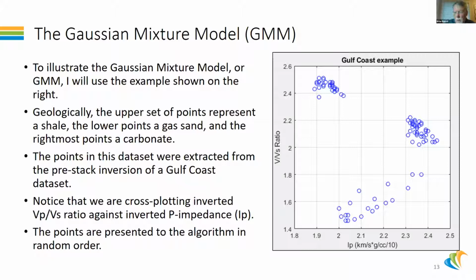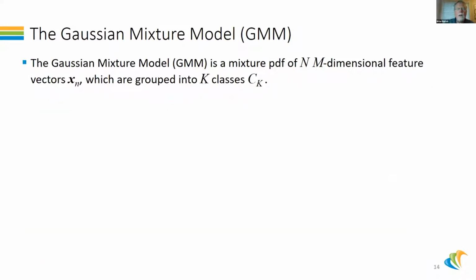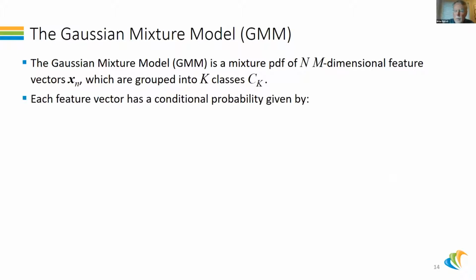Okay, and then these points were actually presented to the algorithm in random order, so it didn't make life too easy for it. So let's look at the Gaussian mixture model now, illustrated using that data set. It's a mixture of n m-dimensional feature vectors, and they're grouped into k classes. So again, it's the same algorithm as we looked at for k-means.